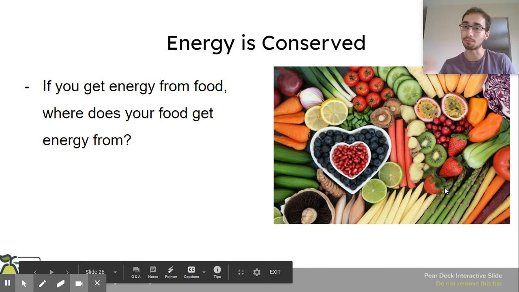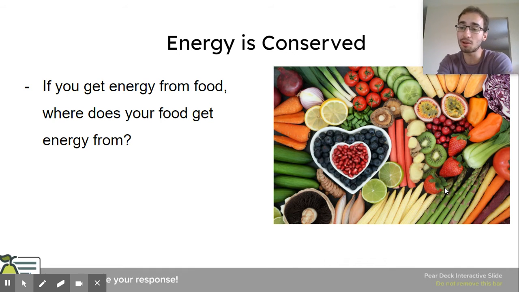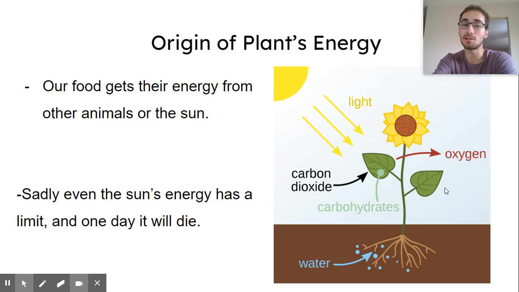So I want you to think, if we get energy from food, well then where does our food get its energy from? And you should remember from biology that our food gets energy from the sun. Plants use light energy and then convert it into their leaves and their bodies using photosynthesis. But sadly, even the sun will one day run out of all of its energy and go supernova. So even the sun will eventually run out of energy and it'll die, just like everything else.